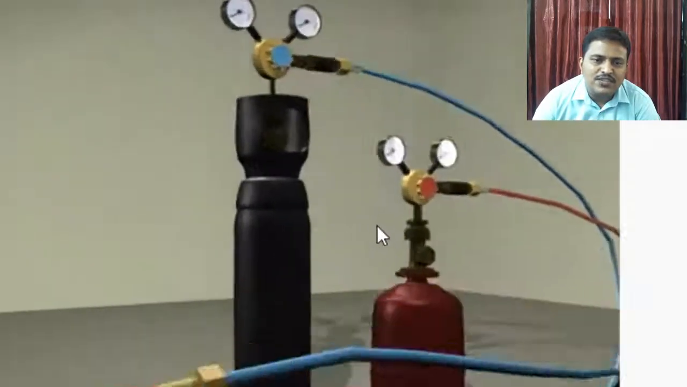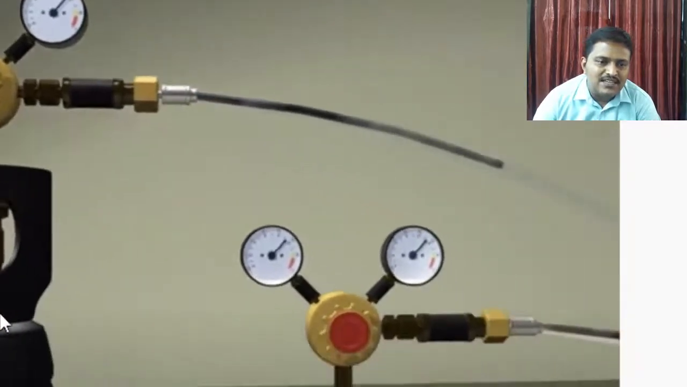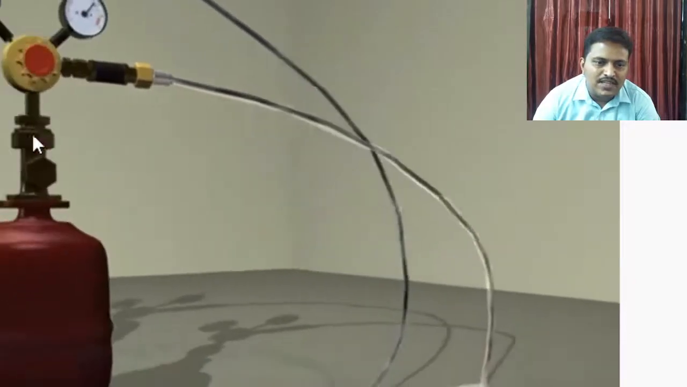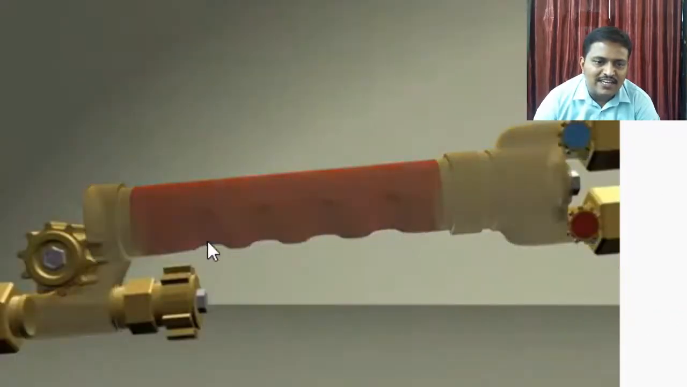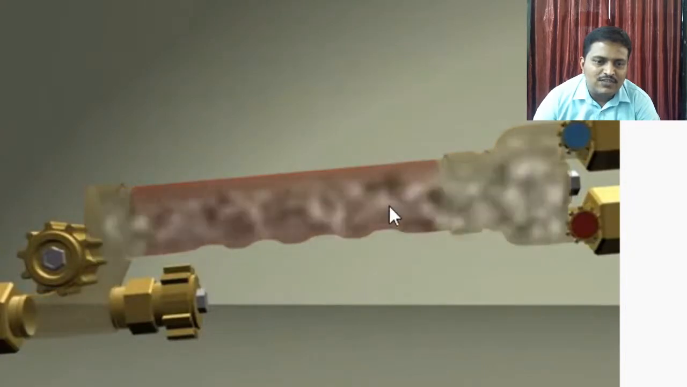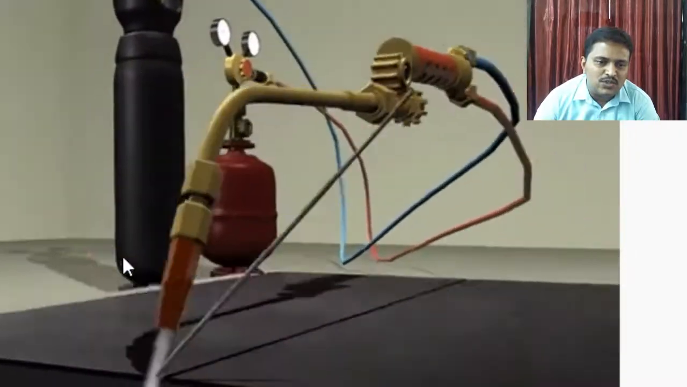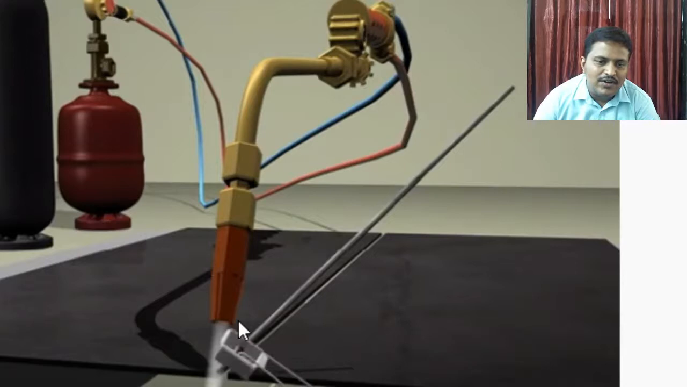So it consists of two cylinders. Basically the first cylinder is a black cylinder, which is the oxygen cylinder. The oxygen will be supplied from it, and the maroon one is the acetylene cylinder. The acetylene gas will be supplied to the welding torch. So this welding torch will mix the acetylene and oxygen in predefined ratios. From the torch, the lighter will ignite the torch.